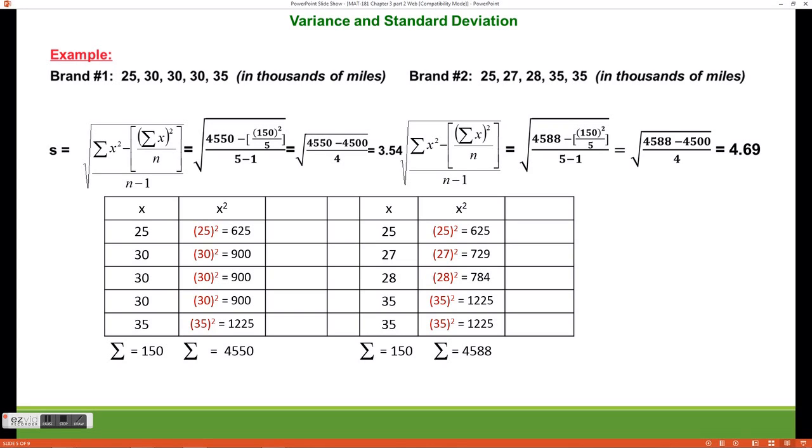I recommend pausing the video and/or taking a closer look at the calculations by viewing the PDF version of this slideshow. You can find that file in the Week 3 file folder on Moodle.